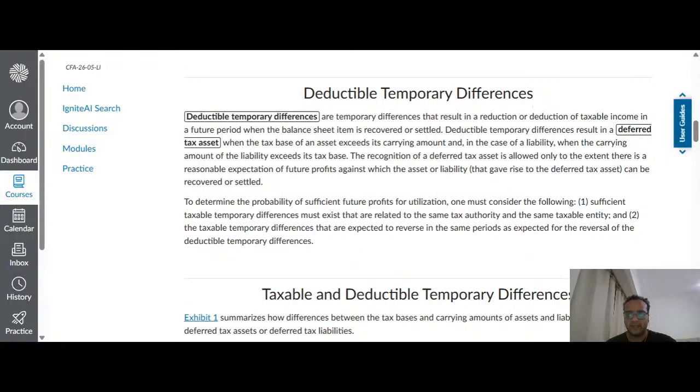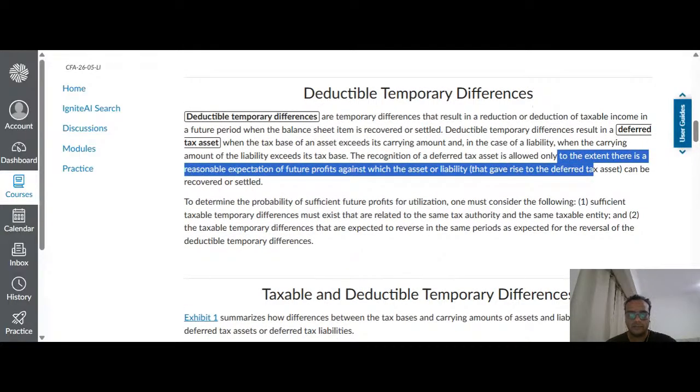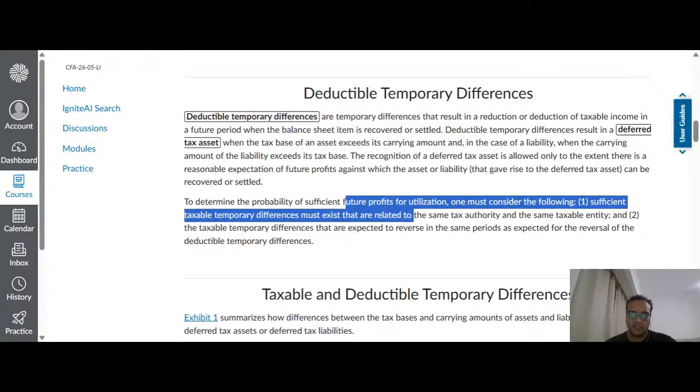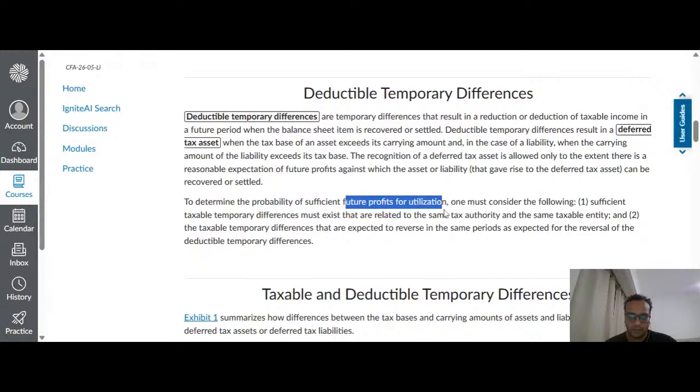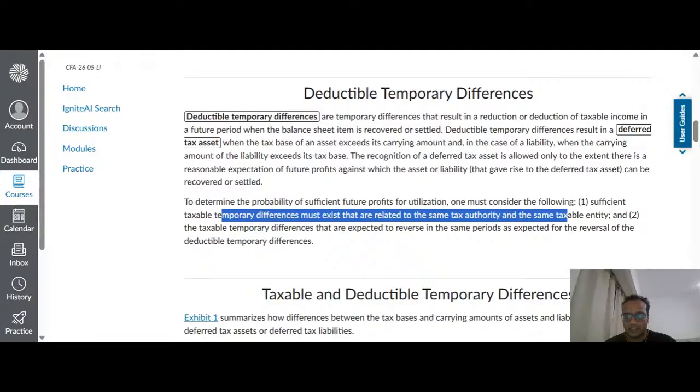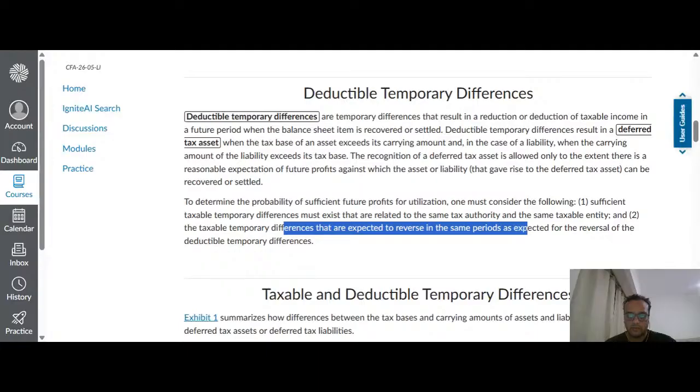The recognition of a deferred tax asset is allowed only to the extent there is a reasonable expectation of future economic profits against the assets or liabilities. To determine the probability of sufficient future profits for utilization, one needs to consider that sufficient taxable temporary differences must exist that are related to the same authority and same taxable entity. The taxable temporary differences are expected to reverse in the same period as the expected reversal of deductible temporary differences.